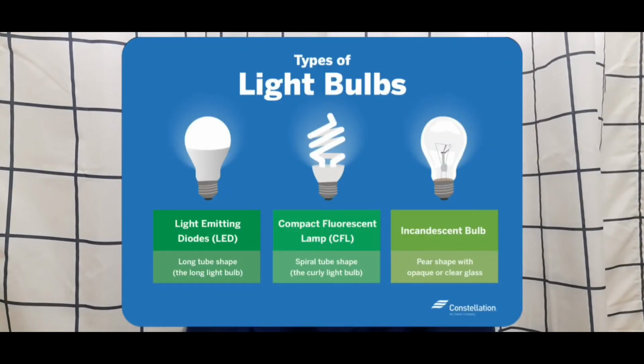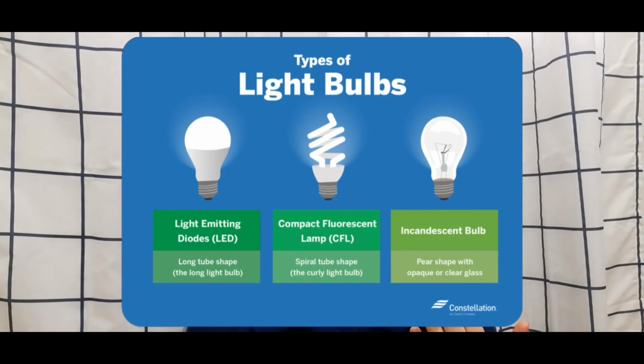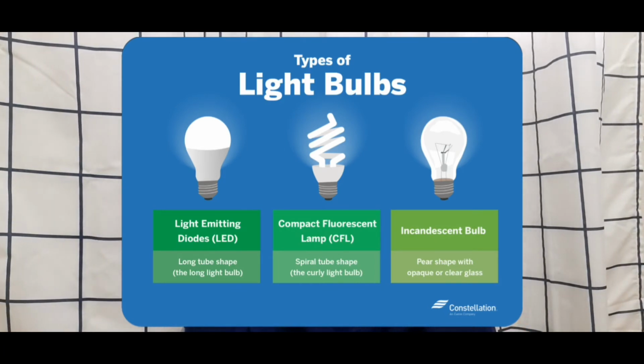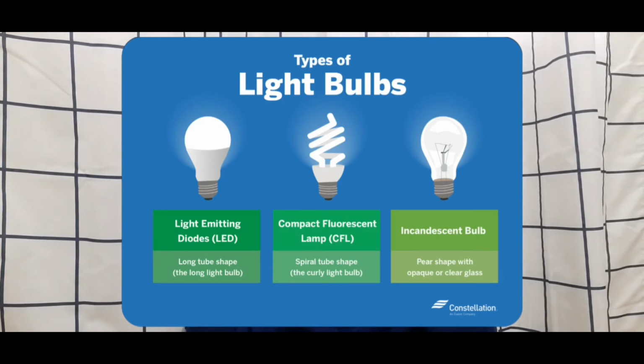There are three different energy saving light bulbs, which are the LED, light emitting diode, CFL and halogen incandescent. Here's a little video regarding some of the effects of the energy saving light bulbs.